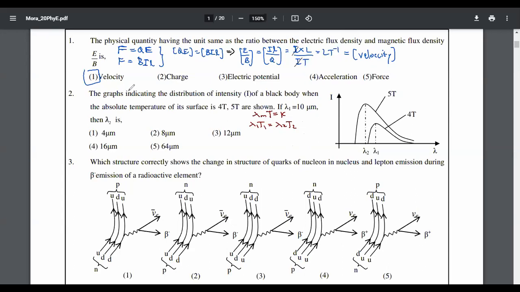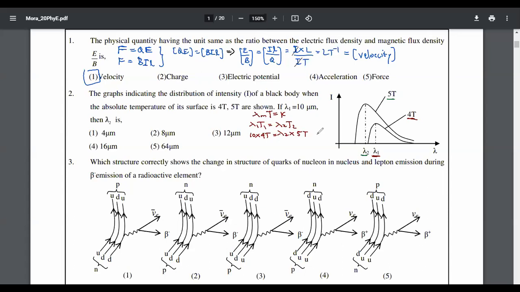So what is the question? The graphs indicating the distribution of intensity of a black body when the absolute temperature of its surface is 4T and 5T are shown. If lambda 1 is 10 micrometer, you can see lambda 1 corresponds to 4T and lambda 2 corresponds to 5T. Therefore, lambda 1 is 10, T1 is 4T, careful, the maroon color one I underlined. Lambda 2 we have to find out, into T2, which is 5T.